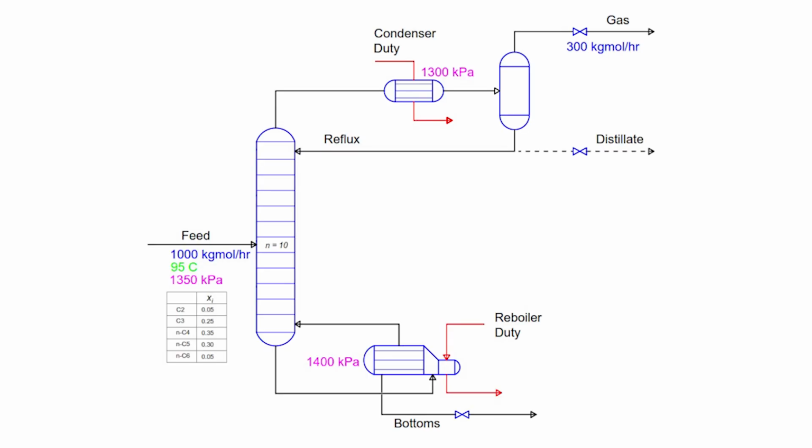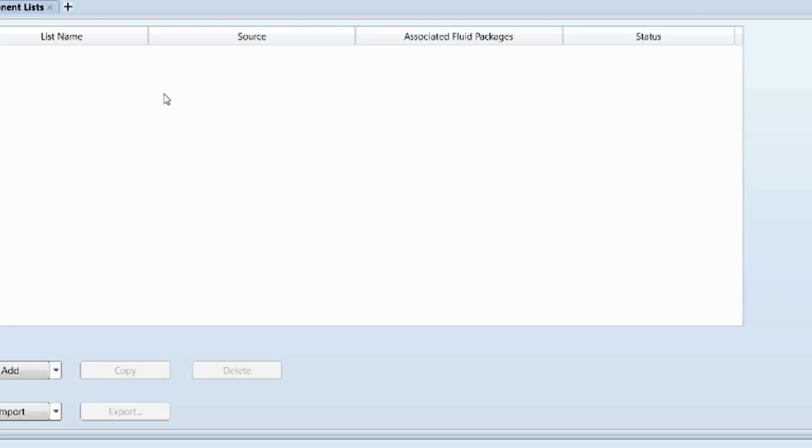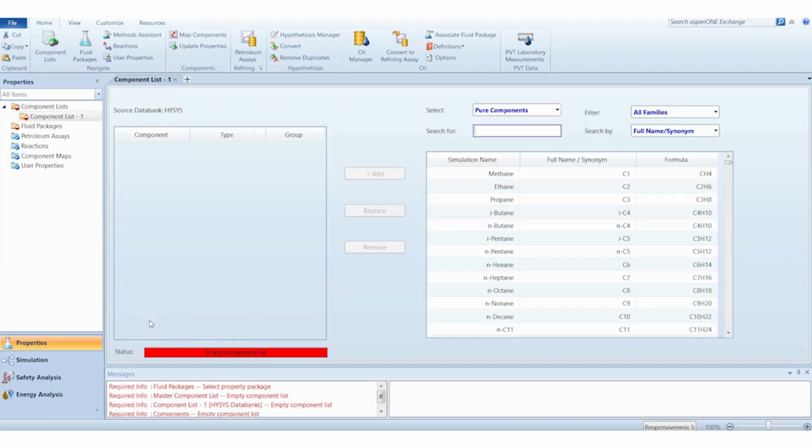The process flow for the distillation column shows the feed entering into the middle of the column and is fractionated into light fractions from the top and heavy fractions from the bottom. Now let's start simulating the process. First, let's define the components of the feed.